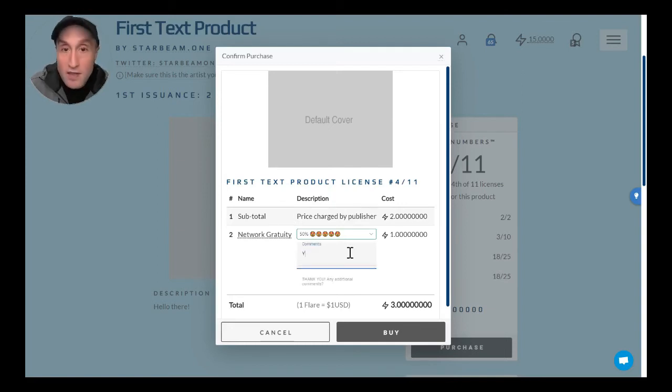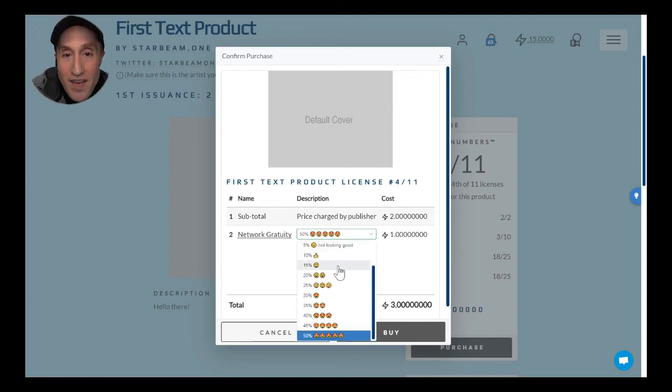How about this? All right. So we've got the 50% there. So we've got our gratuity, but that's a little bit too much for me. So I'm going to remove that and just keep it simple.